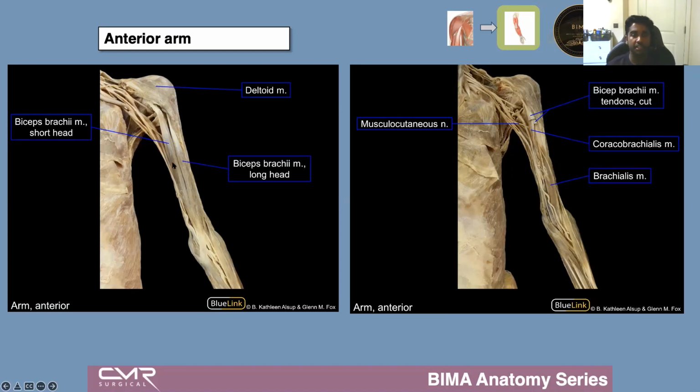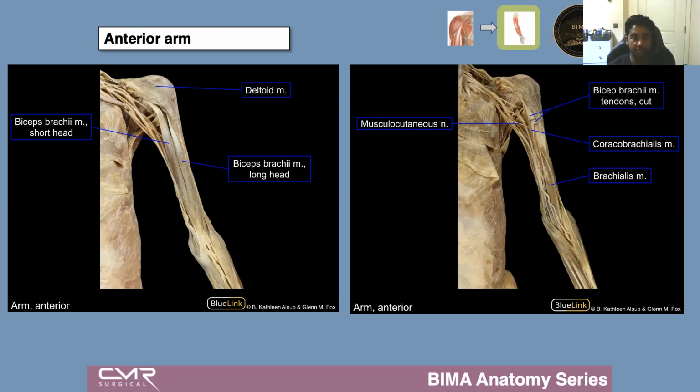You also have the biceps brachii. The biceps brachii can be split into the short head and the long head. Now, the short head and the long head, we're always taught it's because one is shorter than the other. I honestly, to this day, still think that the short head is a little bit longer than the long head.